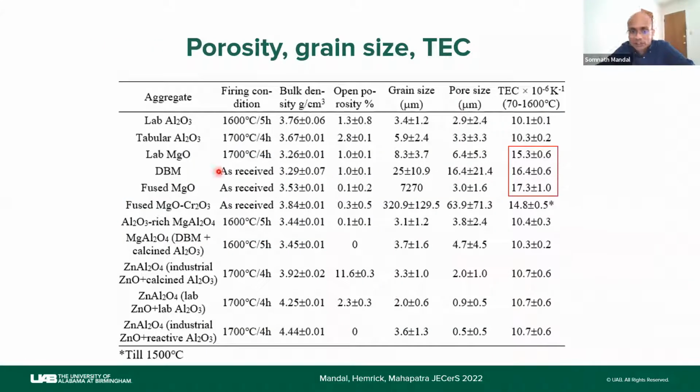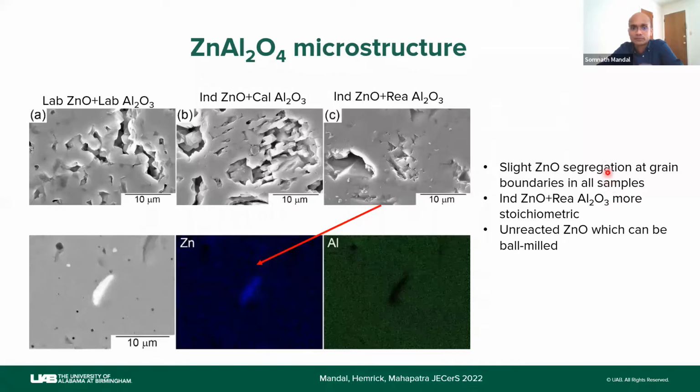As I was telling you earlier, as the grain size of the magnesia increases, you can see the thermal expansion coefficient increasing from 15 to 16 to 17. So we see a direct correlation between the grain size and the thermal expansion coefficient, and that can help in choosing between fused magnesia versus sintered magnesia in getting better thermal shock resistant refractories.